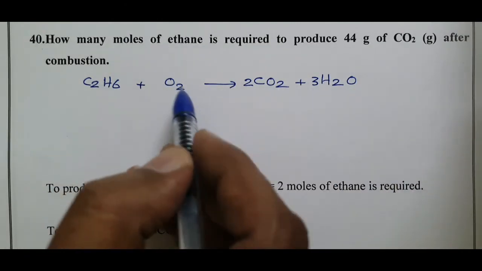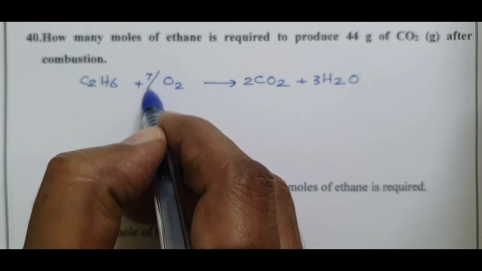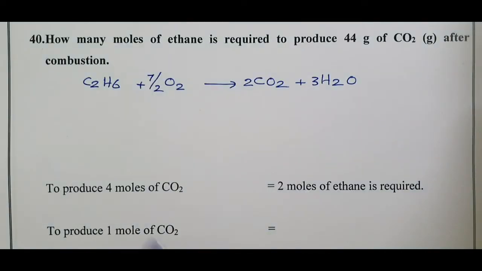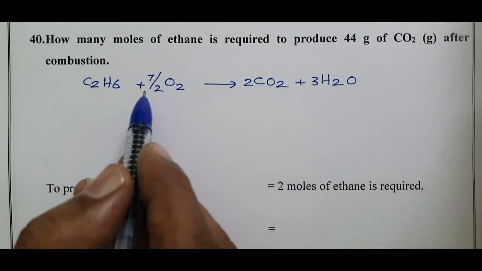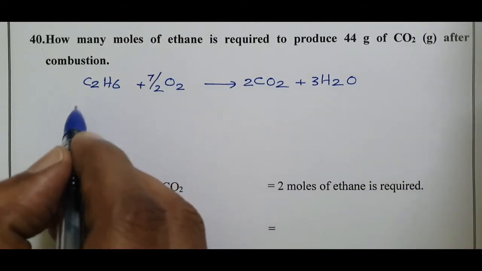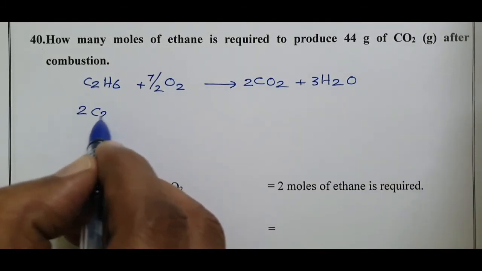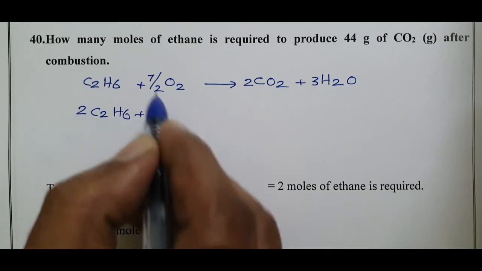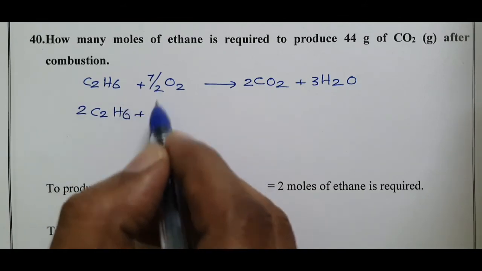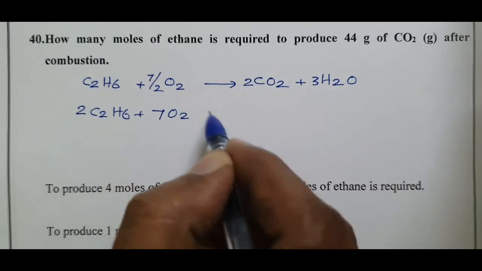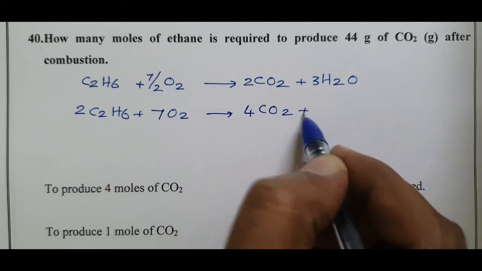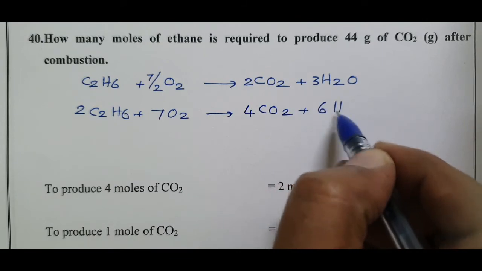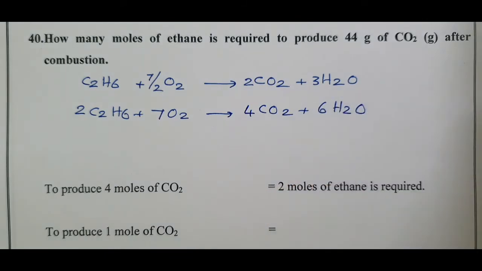So, O2 coefficient 7 by 2. To cancel the denominator 2, the whole equation is multiplied by 2. When you multiply 2 into 1 equals 2, 2 C2H6 ethane. Multiplying this by 2, the 2 gets cancelled, 7 O2, and 2 into 2 are 4 carbon dioxide and 6 H2O. This is a balanced equation.